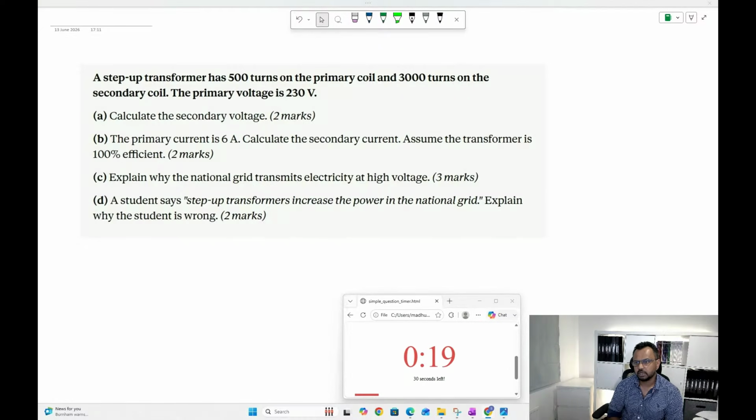Or are you referring to the equations of this one? You're probably asking about n primary divided by n secondary is V primary divided by V secondary. Also for power, V primary divided by V secondary is I secondary divided by I primary, with VP, IP, VS, IS. I'll write it on the board in a bit.